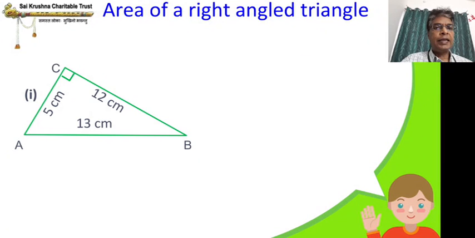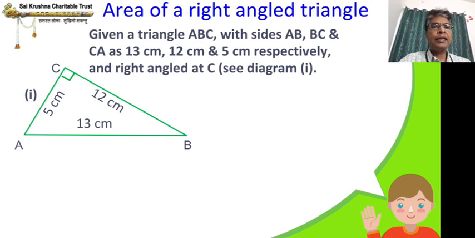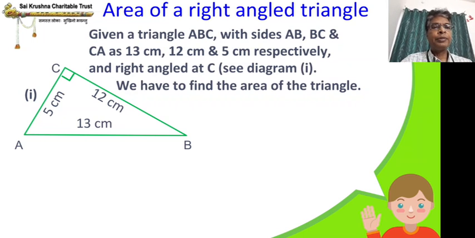Area of a right angle triangle. I will be going a little fast because these are all very simple proofs, simple sums. So a triangle is given, triangle ABC, 3 sides are given and C is the right angle. So see diagram 1. We have to find the area of the triangle.